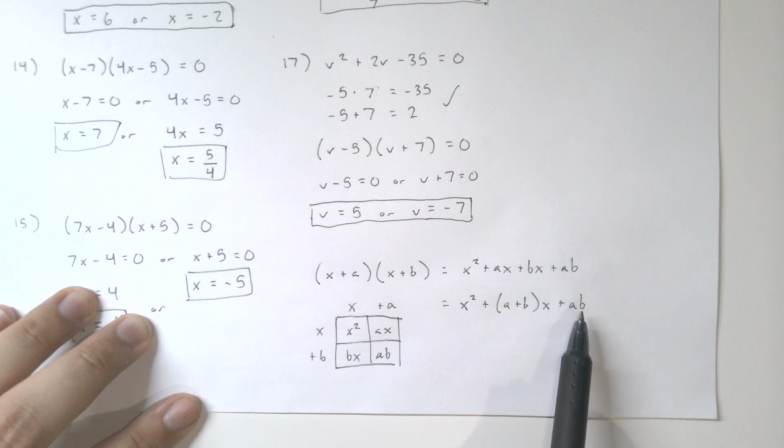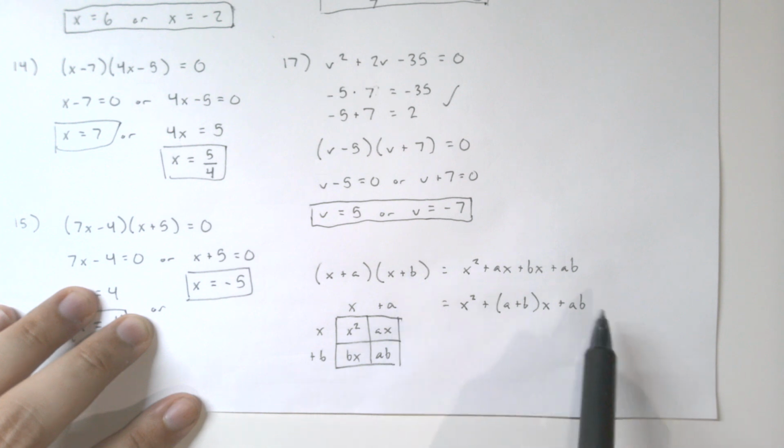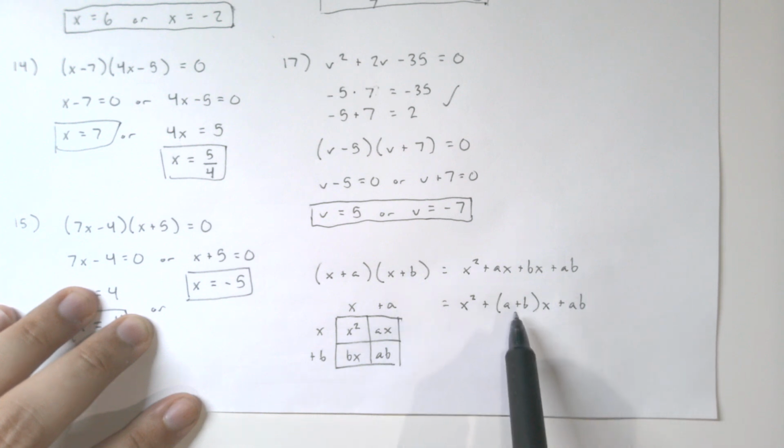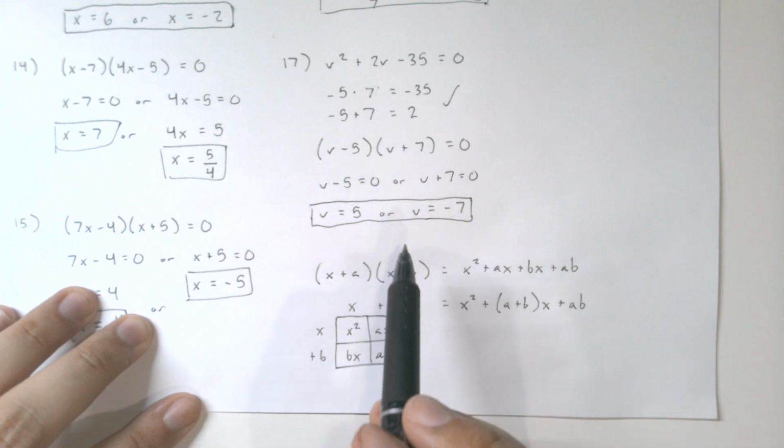But notice that now we have those two numbers, a and b. They multiply together for this last number here, and they add together for this number in the middle. So that's why finding those two numbers to factor like this works.